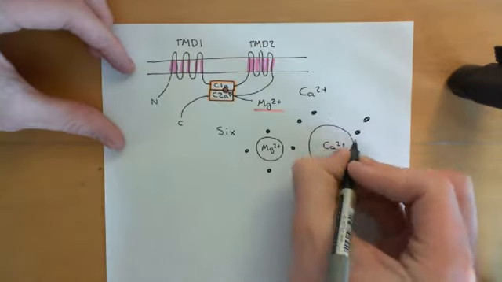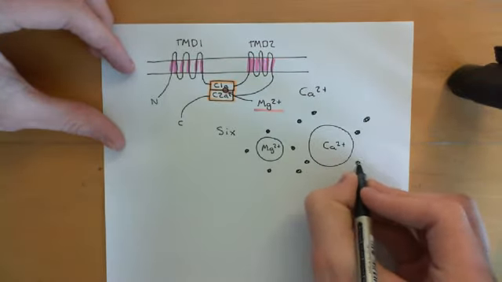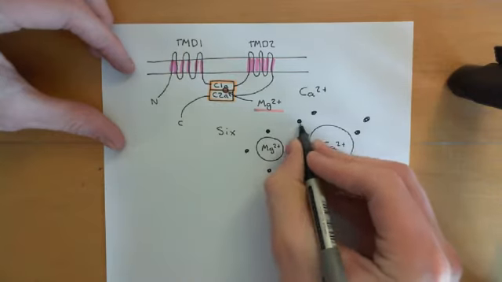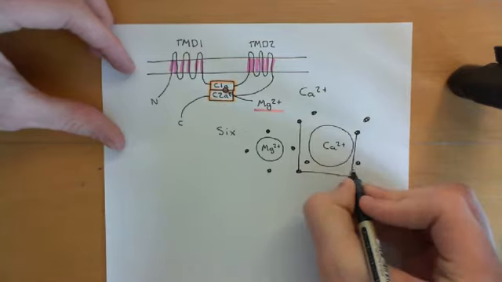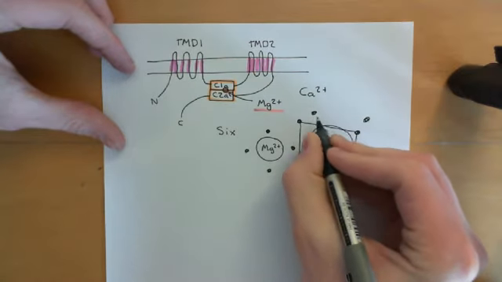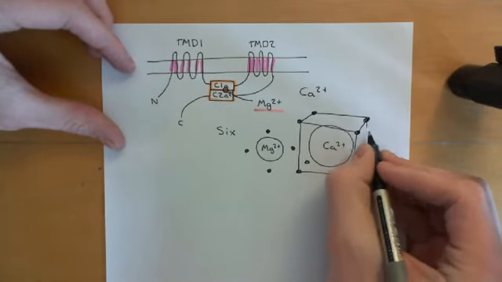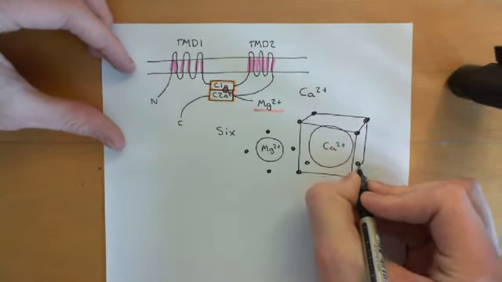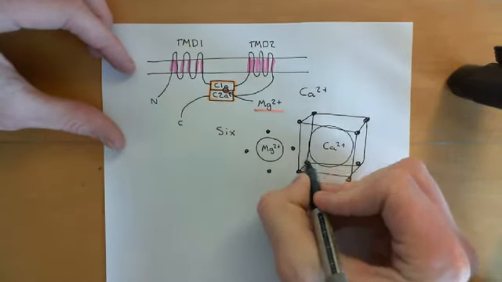So 1, 2, 3, 4, and then on the bottom here, 1, 2, 3, 4, forming a cube of things that are bound to the calcium ion, like so. So it has a valency of 8 rather than 6, so it can bind to 8 different things at the same time, basically. Right, now why is this bad?